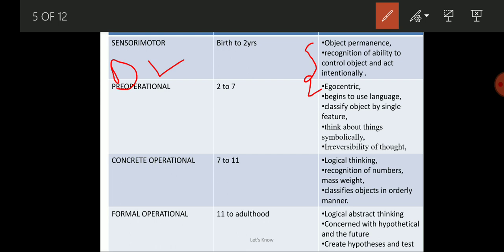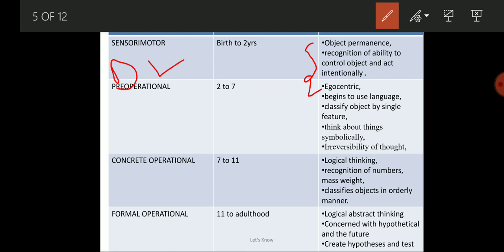The next one is recognition of the ability to control objects and act intentionally. As he uses the senses, he cannot gather earlier experience, so it is new to him, and simply as he touches or feels, he can recognize.